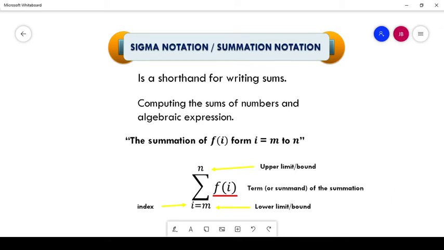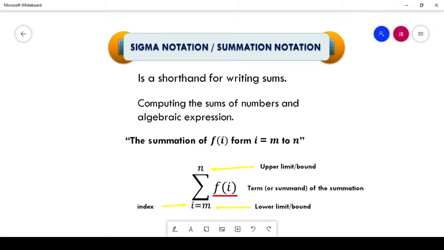Good day everyone! For today's video, we're going to discuss the sigma notation or summation notation. Now let us define it. Sigma notation or summation notation is a shorthand for writing sums or computing the sums of numbers and algebraic expressions. Now, we all know that this sigma notation is our uppercase Greek letter. It denotes sum.